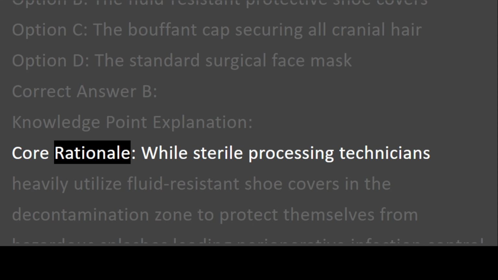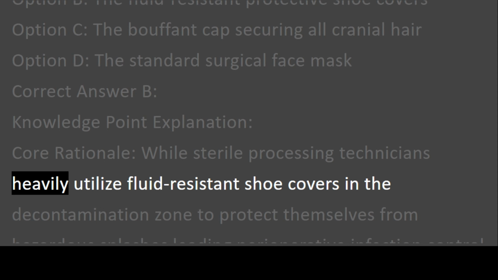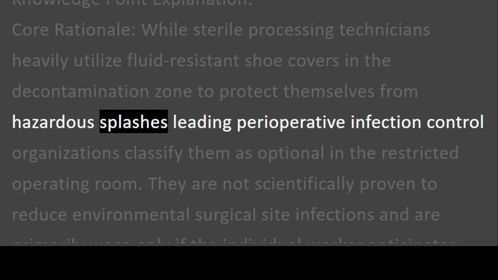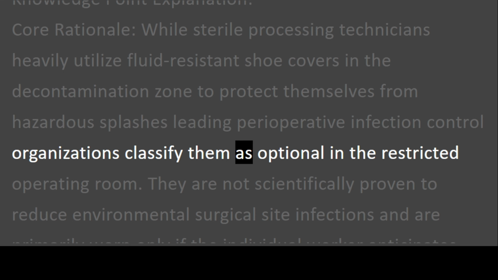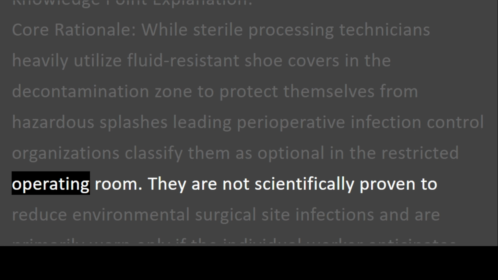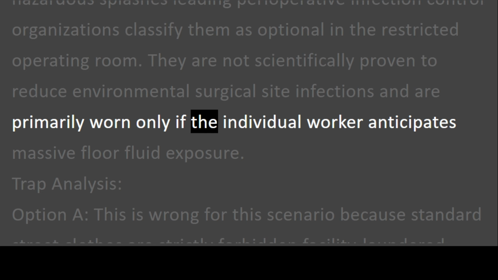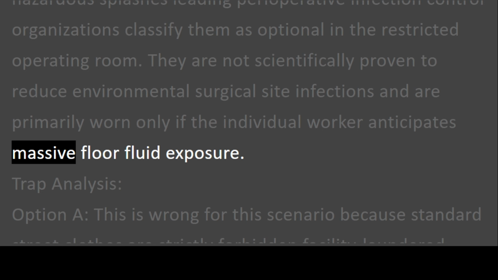Core rationale. While sterile processing technicians heavily utilize fluid-resistant shoe covers in the decontamination zone to protect themselves from hazardous splashes, leading perioperative infection control organizations classify them as optional in the restricted operating room. They are not scientifically proven to reduce environmental surgical site infections and are primarily worn only if the individual worker anticipates massive floor fluid exposure.